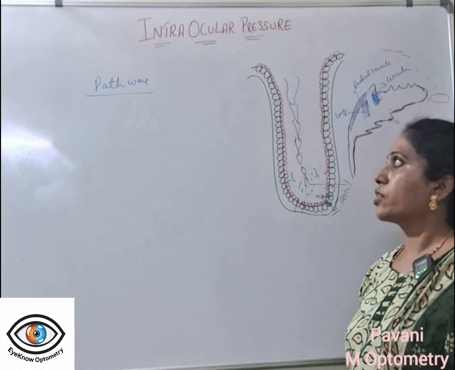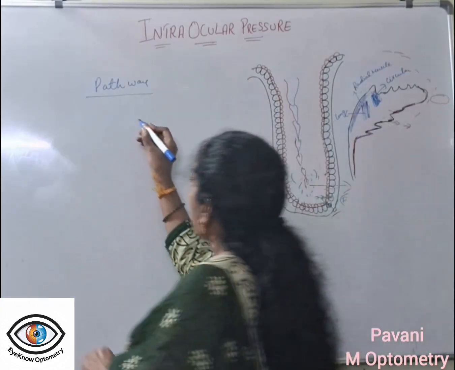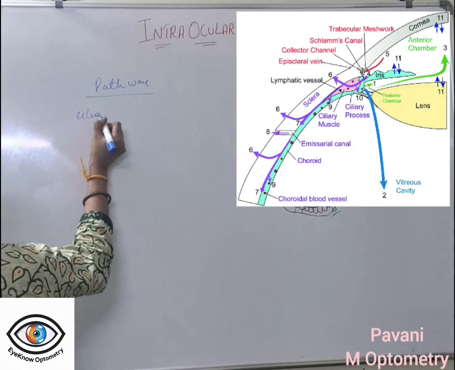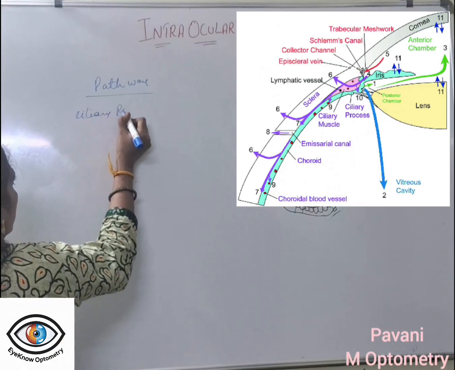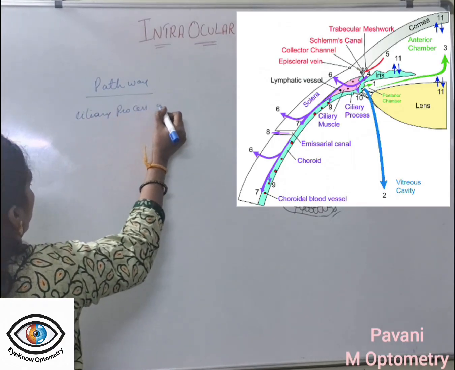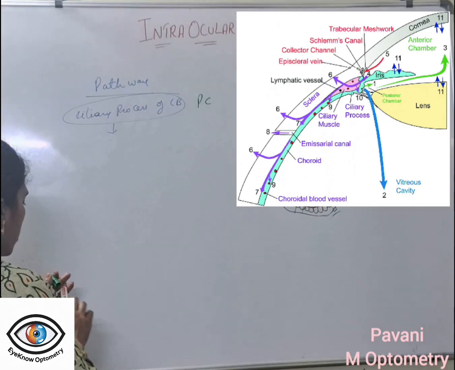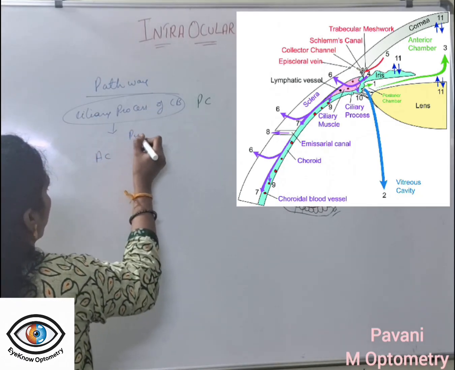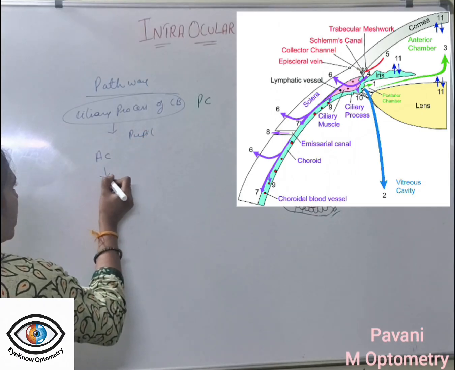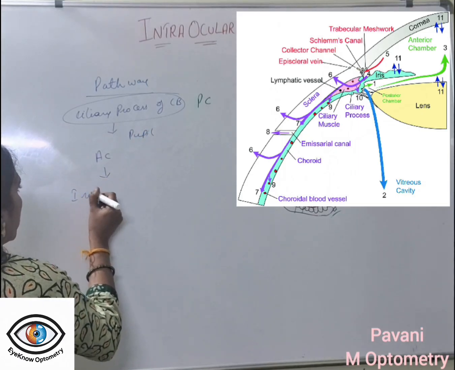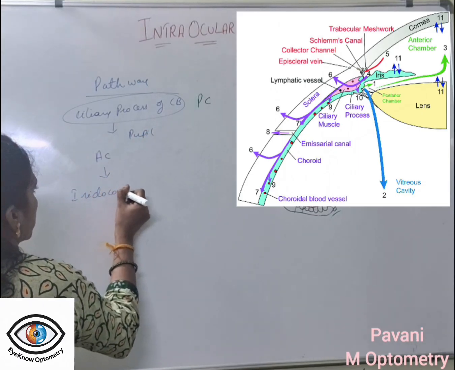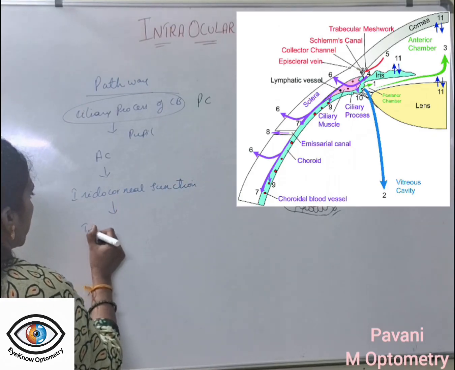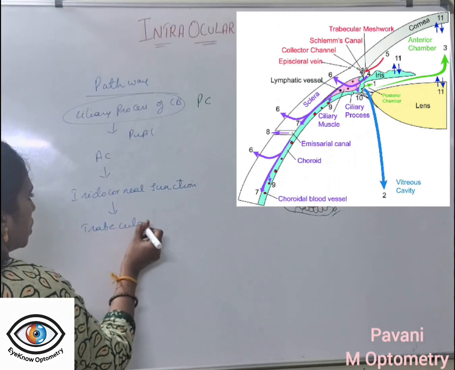Now let's go to the pathway of the aqueous humor. First, the aqueous humor is produced from the ciliary process of the ciliary body. It enters into the anterior chamber through the pupil. From the anterior chamber, it goes to the iridocorneal junction. From the iridocorneal junction, it drains out from the trabecular meshwork.